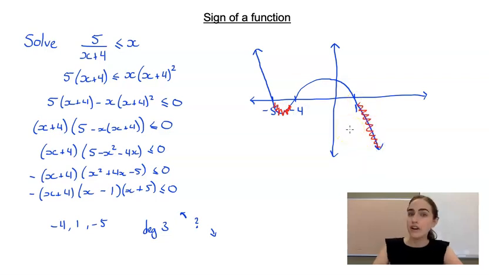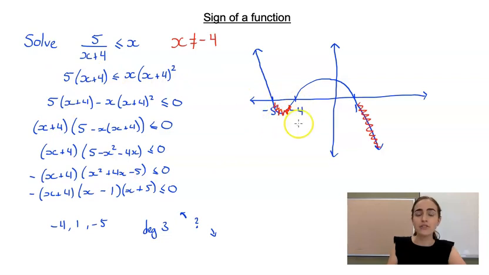One other very, very important part of this question that we probably should have done at the start is to have a look at this denominator. Because it is a denominator in a fraction, x can never be equal to negative 4, because that would mean that we were dividing by 0.